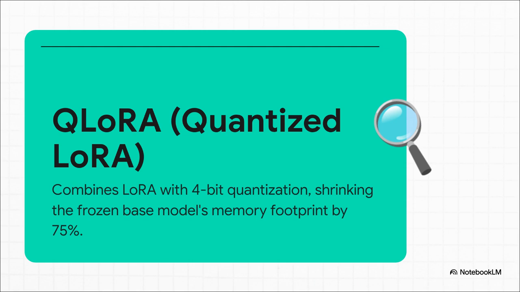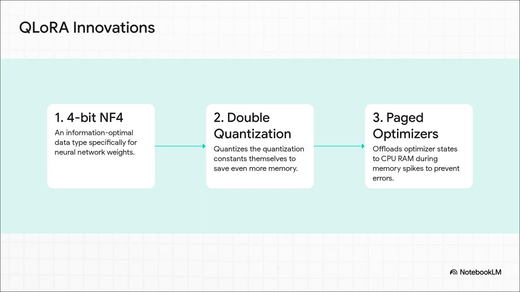And so QLoRa takes that frozen base model and shrinks it way, way down to just 4 bits. The result? It instantly cuts the model's memory footprint by a massive 75%. Just like that. And it pulls this off with a few really clever innovations.